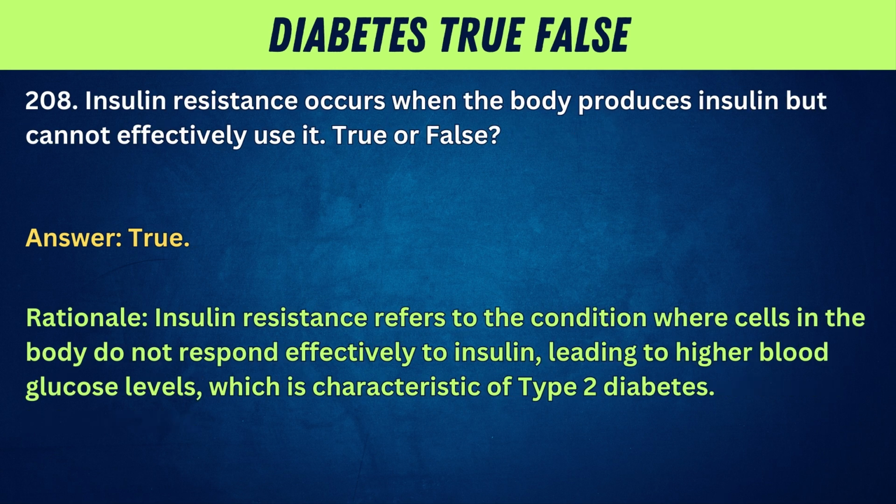208. Insulin resistance occurs when the body produces insulin but cannot effectively use it. True or false? Answer: true. Rationale: insulin resistance refers to the condition where cells in the body do not respond effectively to insulin, leading to higher blood glucose levels, which is characteristic of type 2 diabetes.